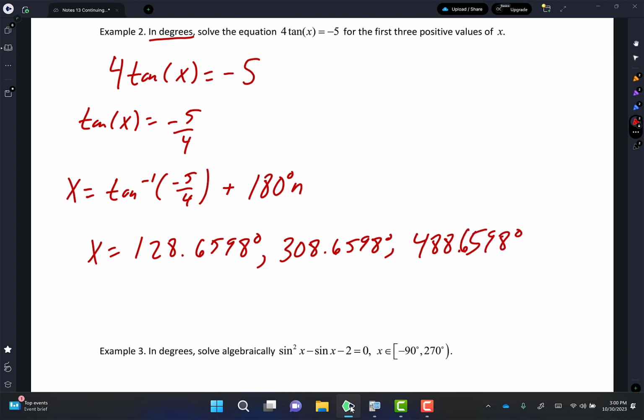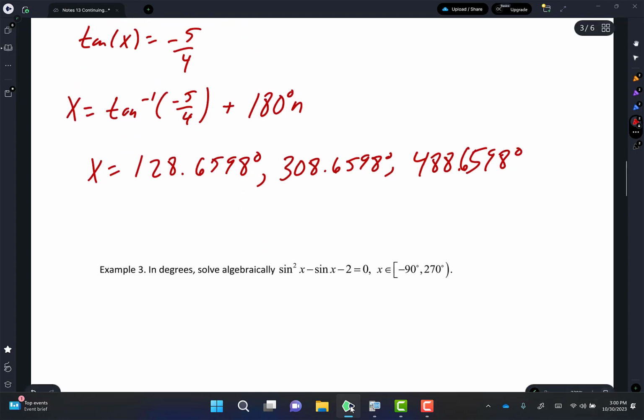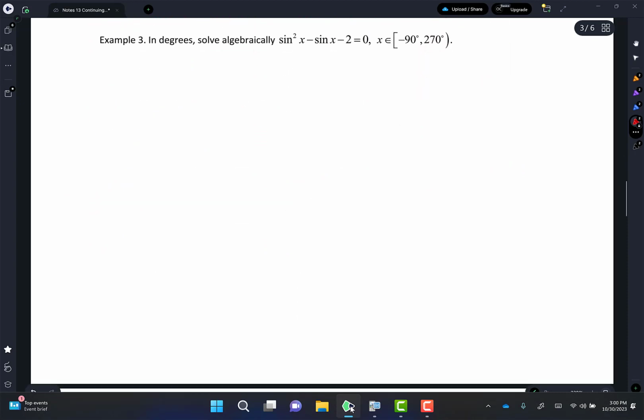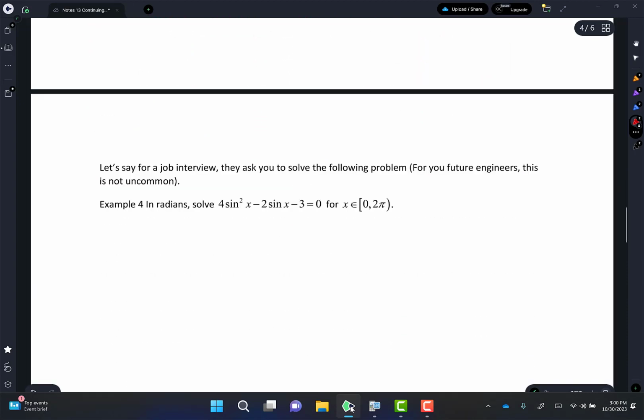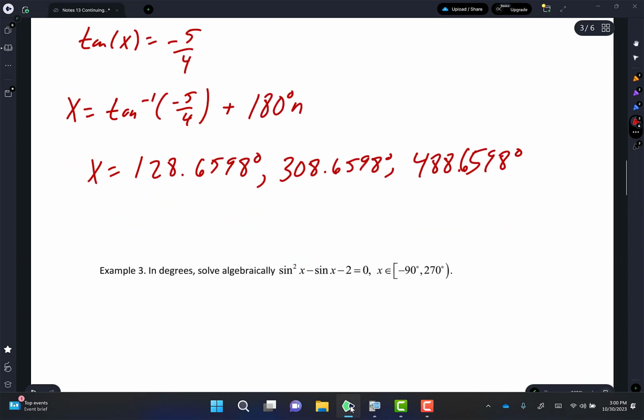And there it is, my first 3 positive ones. How do we feel? All right. Go to the next one. Don't worry, we just got 2 left, and then that's it.